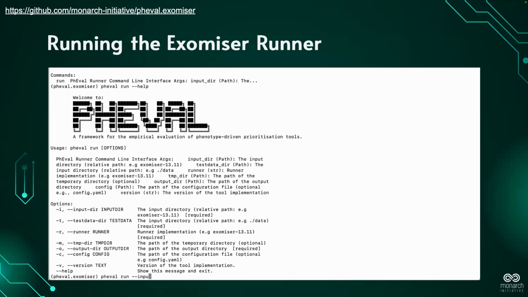So we pass it the input directory. This is where the Exomiser installation is, where the Exomiser databases are. This is consumed by the actual runner interface, and it will know where everything is. The test data directory is just where the phenopackets are.